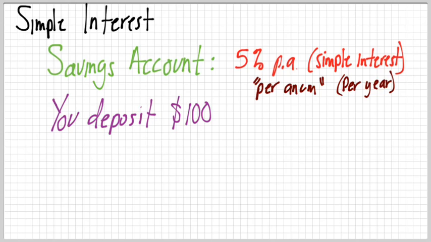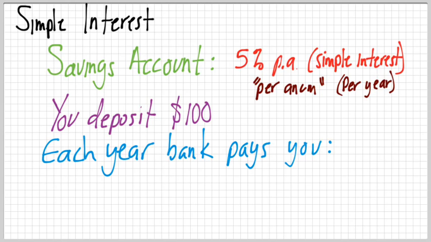It's a nice, easy number. Each year, your bank is going to pay you some money, some interest. They're going to give you money for keeping your money there. Now, the way this is figured out is you take the 5% and you find 5% of 100. So each year, they pay you 5% times 100, and so you get $5 every year.